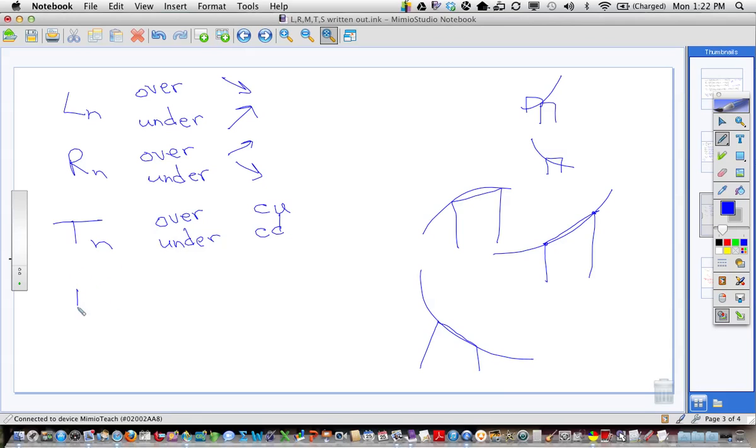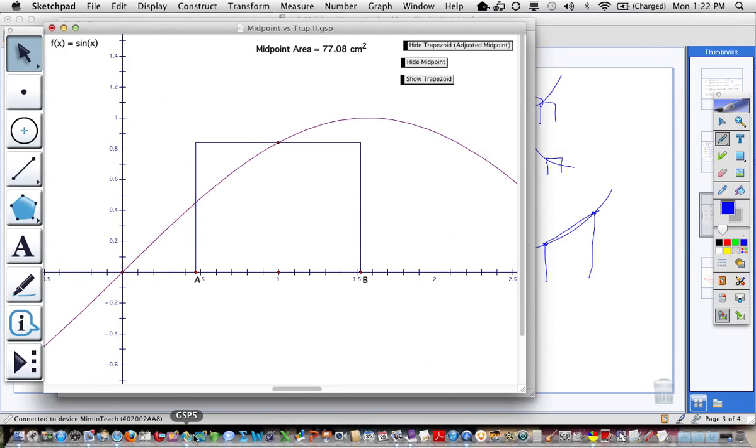Now, we've hinted at midpoints being opposite of that. Not hinted, I basically told you that's what it would be. But why? I want you to look at this right here. See if this convinces you. I've got myself a midpoint rectangle right here.